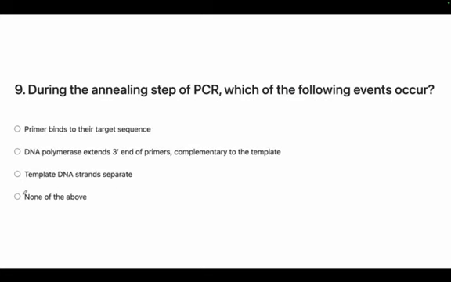During the annealing step of PCR, which of the following steps occur? Primer binds to target sequence, yes, this happens in annealing. DNA polymerase extends? However, no, this is the extension step. Template DNA strands separate? This happens in denaturation. During annealing, the only thing that happens is the primer binds to target sequence.